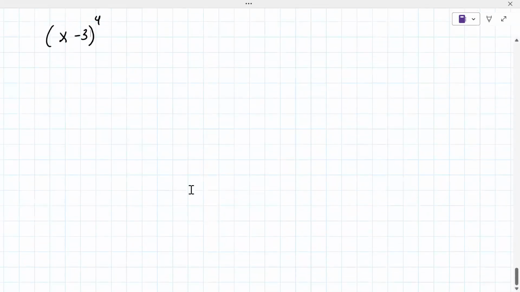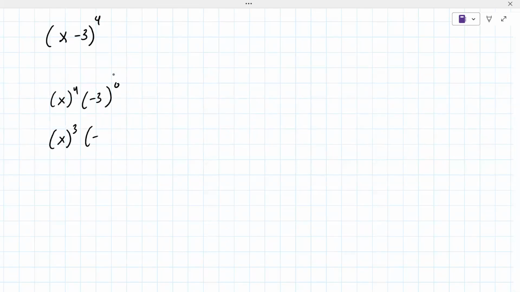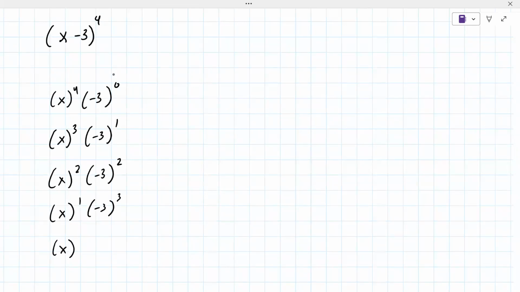All right. So I tend to work vertically on these problems. I think in the classroom they go horizontal, which I don't understand. It seems like it's more of a table thing, but it's x to the 4th minus 3 to the 0. So notice that that negative goes with the 3, and these have to add up to 4. Then it's x to the power of 3 minus 3 to the power of 1, x to the power of 2 minus 3 to the power of 2, x to the power of 1 minus 3 to the power of 3, x to the power of 0 minus 3 to the power of 4.